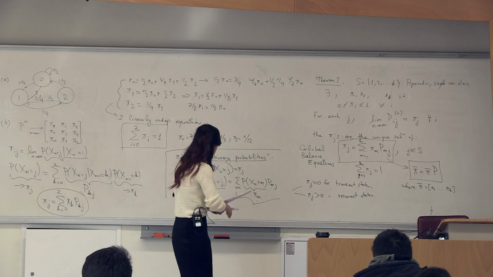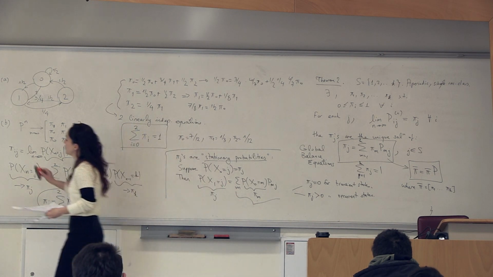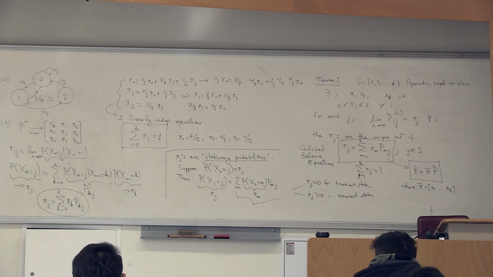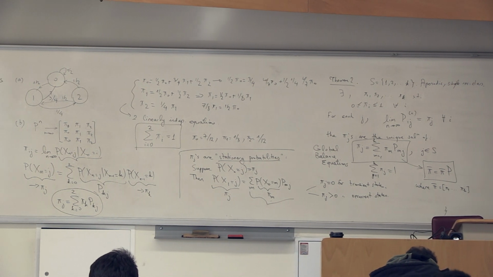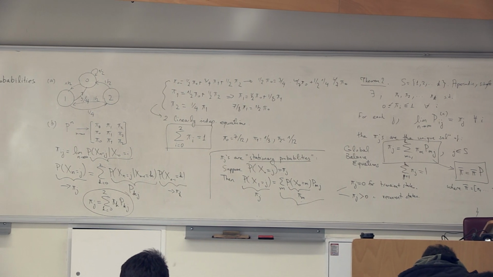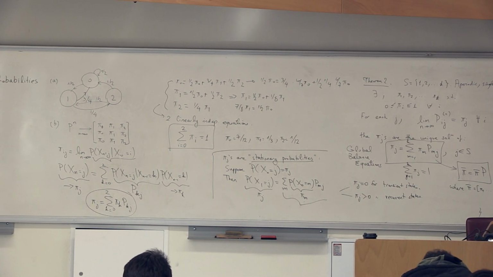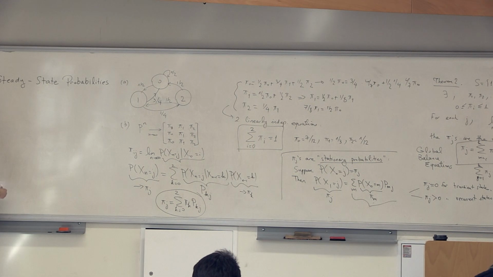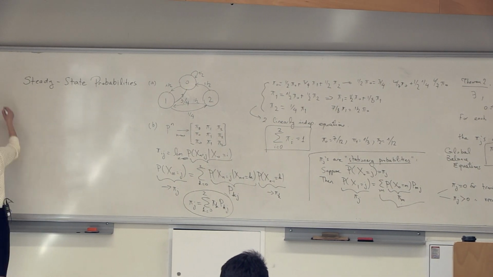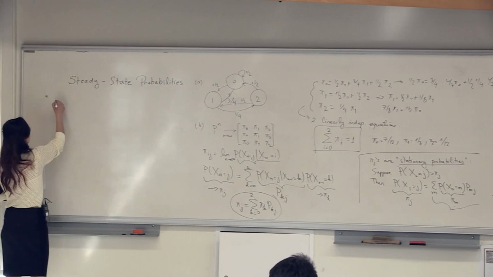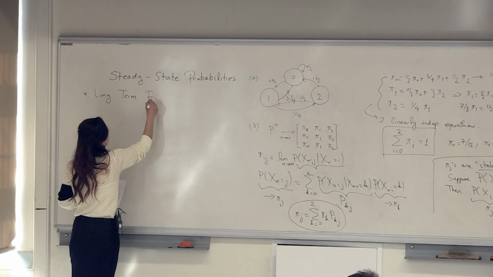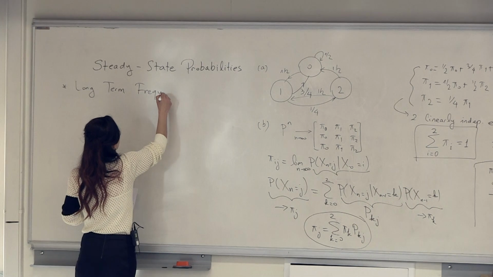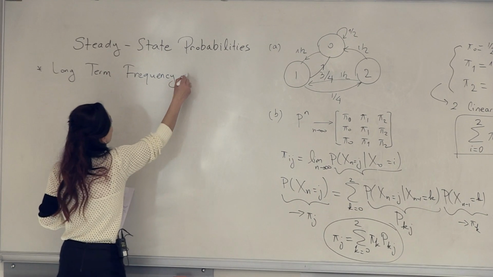Now, can we also interpret them as time averages in a sample path? The time average fraction of time that state i is observed. So let's call that the long-term frequency interpretation, long-term frequency of occurrence.